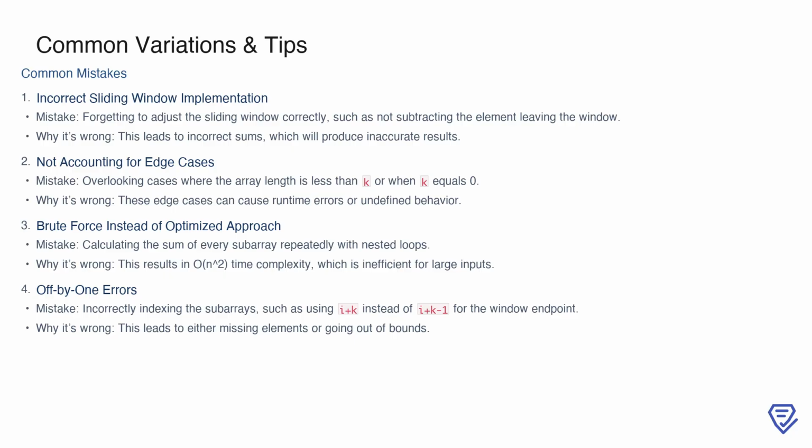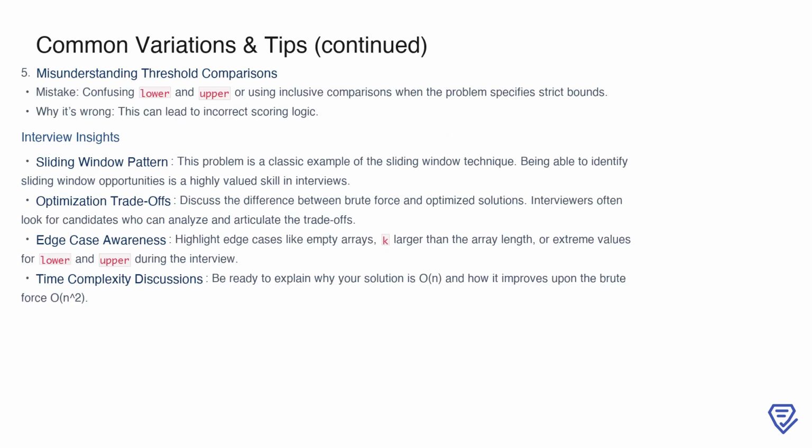Lastly, off-by-one errors are another common source of bugs. For instance, using i + k instead of i + k - 1 to determine the end of the sliding window can lead to missing elements or going out of bounds. Carefully addressing these issues is essential for a correct and efficient solution. Another mistake to be cautious about is misunderstanding how to compare values against the thresholds. For instance, confusing the lower and upper bounds, or using inclusive comparisons like equals when strict inequalities are required, can cause the scoring logic to fail.